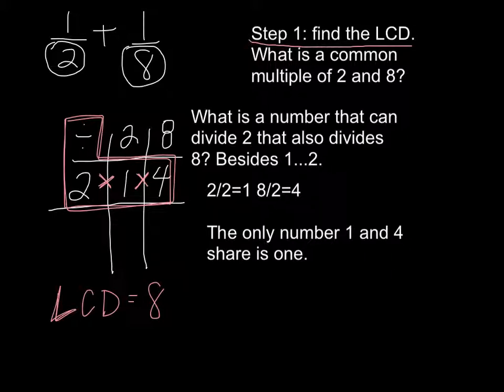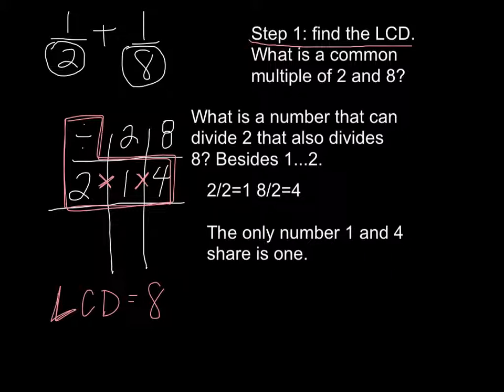Step 1 is to find the LCD, the least common denominator. So I'm going to ask, what are some common multiples of 2 and 8? What are numbers that they can both become? And I know that I can set up the slide method to help find the LCD. So what's a number that can divide 2 that can also divide 8? Well, I know 2 can be divided by 2, and that becomes 1. So I put the answer under 2. 8 divided by 2 is 4, so I put the answer under 8.